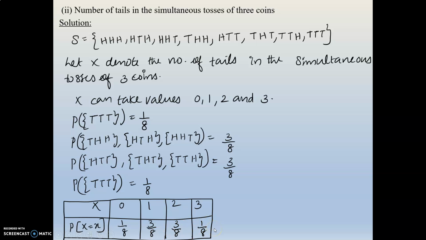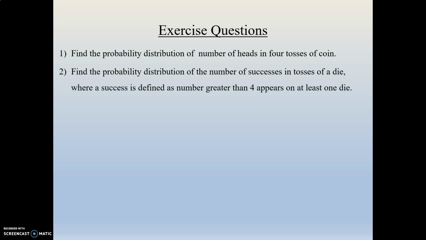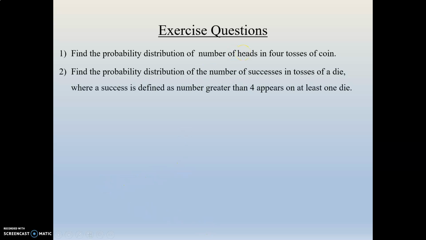The next question is given as the homework question. You have to solve it to find the probability distribution of the number of heads in 4 tosses of a coin. And another question is also given as an exercise question. You have to solve it.